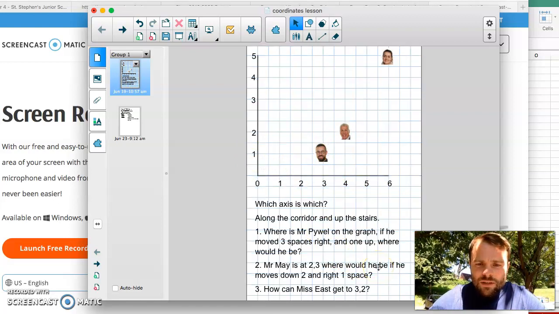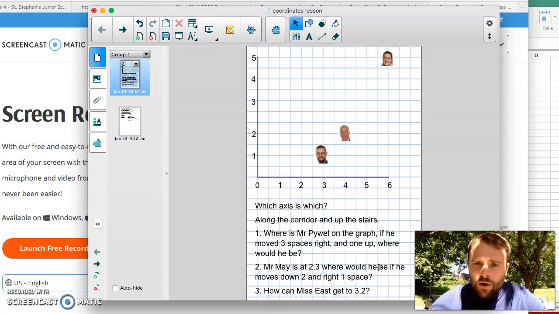Okay, now the next one's a bit more tricky. So we know that Miss East is at 6 and 5. How can she get to 3, 2? So that is 3, 2. That's here, right in the middle of Mr. May and Mr. Pywell. Okay, now there's lots of different ways that we can do this.